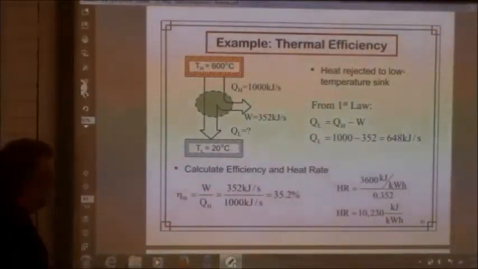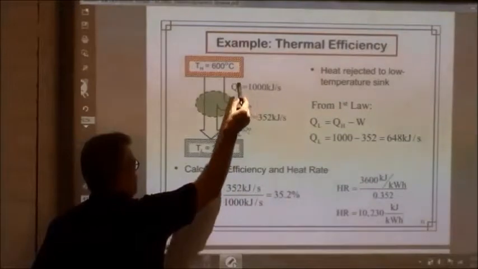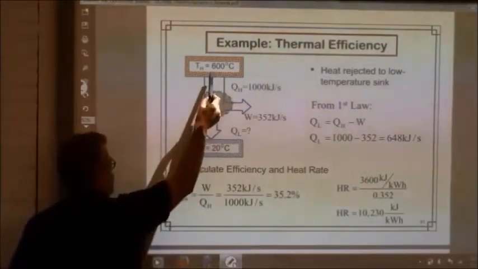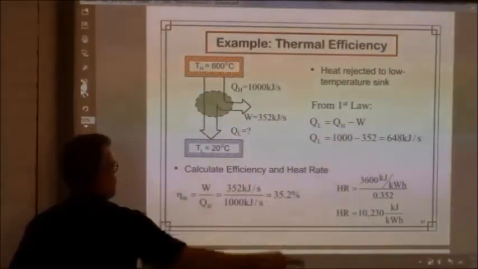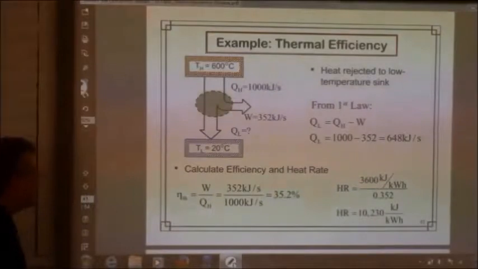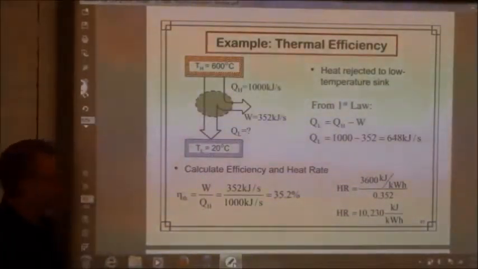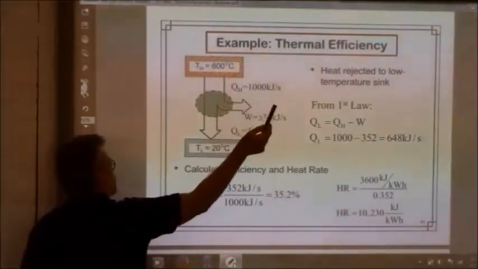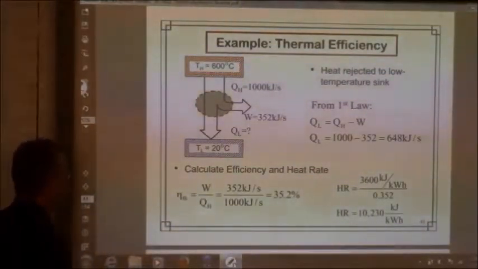So here's an example of thermal efficiency and heat rate. We've got 1,000 kilojoules per second coming in, or 1,000 kilowatts. Of that 1,000 kilowatts coming into this thermodynamic cycle, we're getting out a useful work of 352 kilojoules per second. So we want to calculate the efficiency and the heat rate. Our high temperature reservoir is at 600 degrees C and our low temperature reservoir is at 20 degrees C.